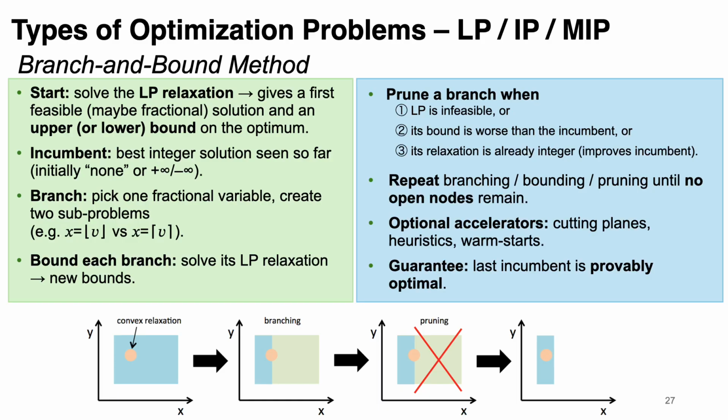As we build this tree of possibilities, we bound each branch. If a branch has a theoretical value worse than a solution we've already found, which we call the incumbent, we prune it. We cut it off and never look at it again. This allows Gurobi to mathematically ignore millions of bad options and focus only on the promising ones until no open nodes remain.